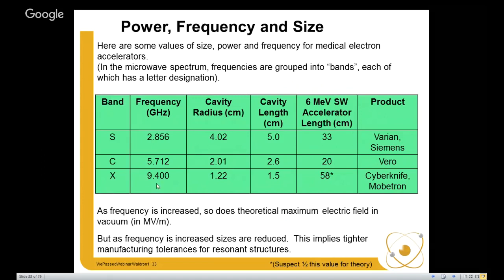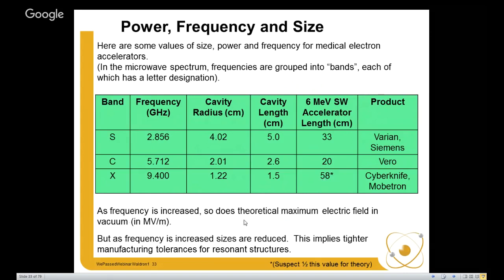If we're looking at X-band, we're close to 10 gigahertz now. The cavities are much smaller. And this 58 cm, 6 MeV number, I think this refers to the 2 accelerators in series that are used in Mobitron. I suspect you can get 6 MeV with an X-band at half that. So I'm a little unsure about this figure.